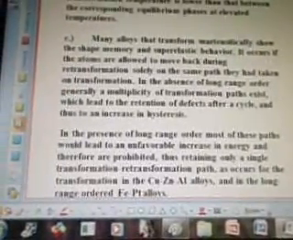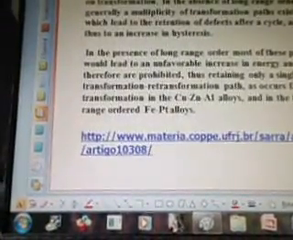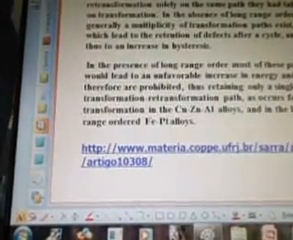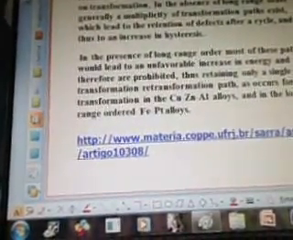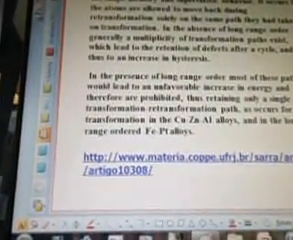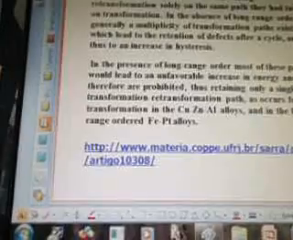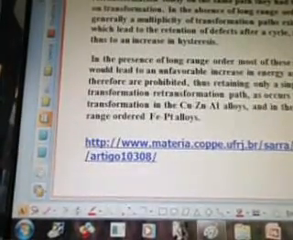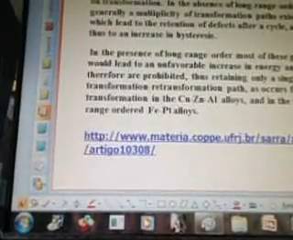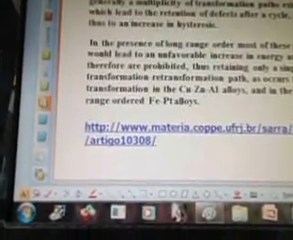Due to the long-range ordering, the martensitic transformation temperature is lower than that between the corresponding equilibrium phases at elevated temperatures. Many alloys that transform martensitically show the shape memory and superelastic behavior. It occurs if the atoms are allowed to move back during retransformation solely on the same path they had taken on transformation. In the absence of long-range order, generally a multiplicity of transformation paths exists, which lead to the retention of defects after a cycle and thus to an increase in hysteresis.